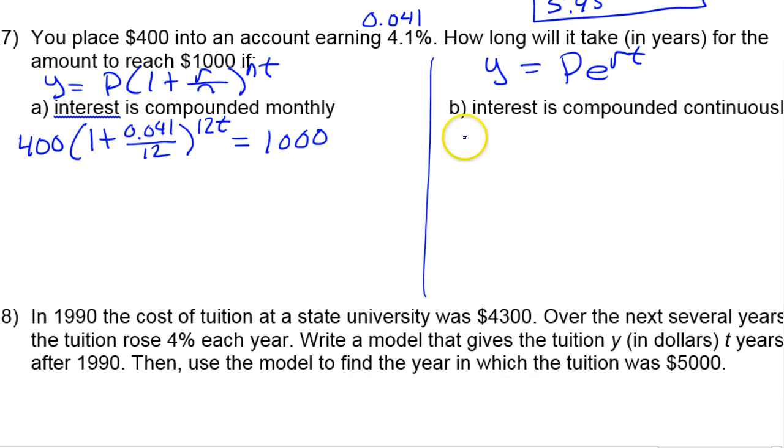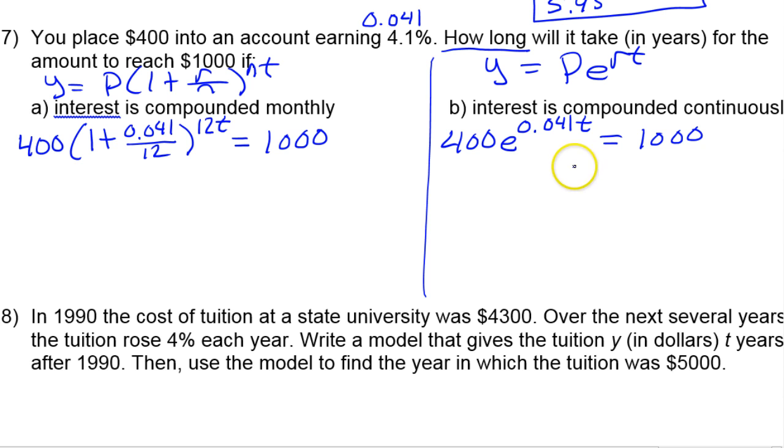At the same time, let's go ahead and set up the other one. So the PERT one. The principal is still 400, the initial amount. But instead of that ugly parentheses, I can just put e and then rt. So here comes that rate for r, 0.041. And then again, just t, because that's what we're being asked to find, how long. And again, that's going to equal 1,000, the eventual amount. So we need to solve both of these for t.